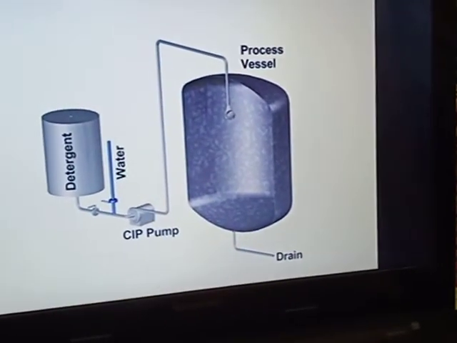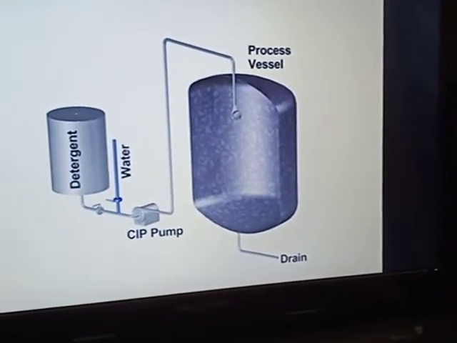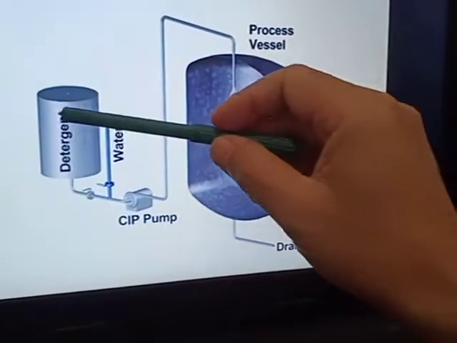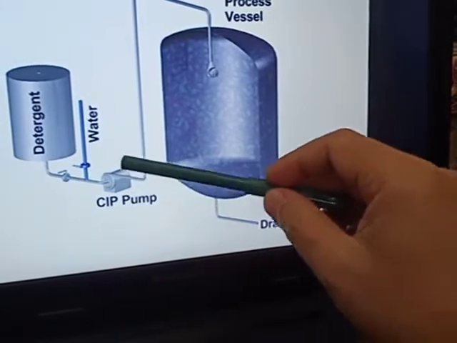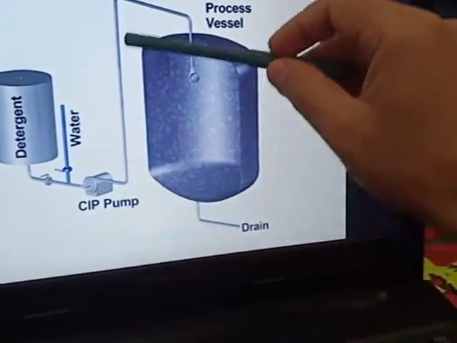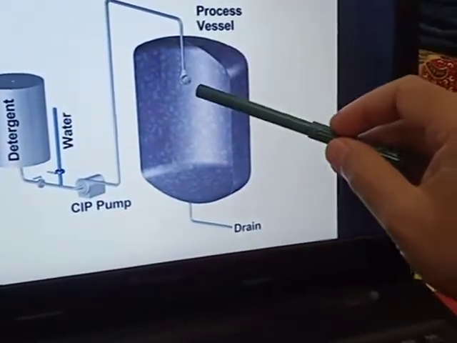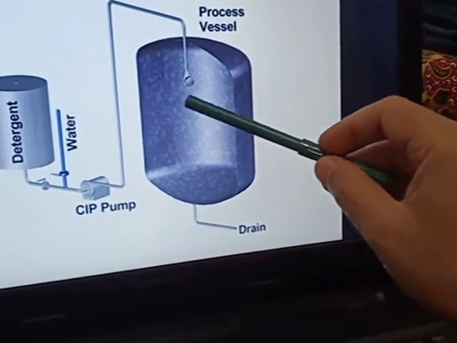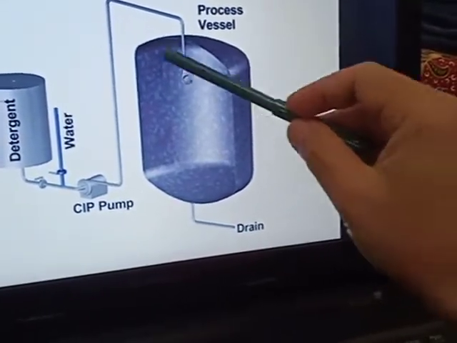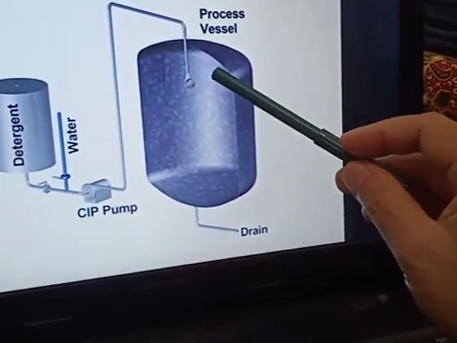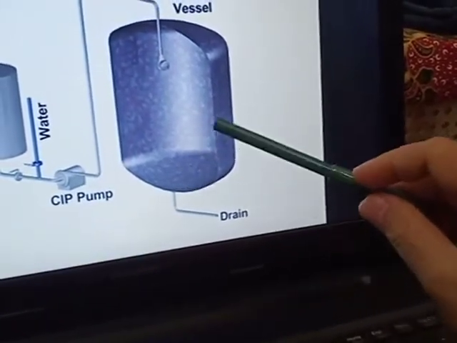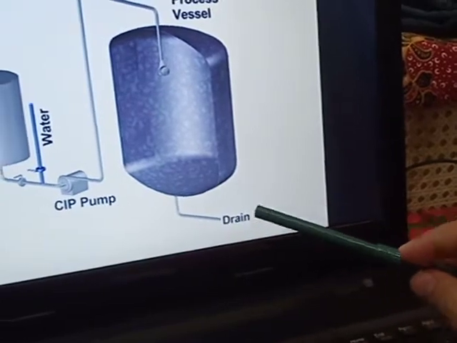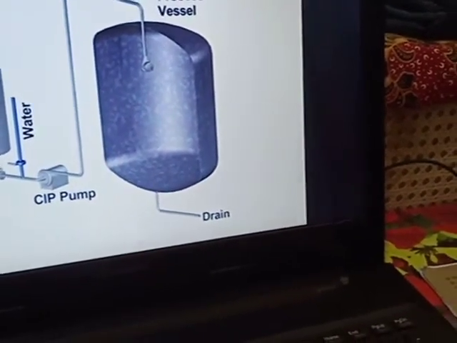This is the diagram of a single pass CIP system. You have detergent and water mixed, and then this solution is pumped by the CIP pump onto the top of the process vessel. You have a sprayer, the sprinkler, so it is sprayed onto the surface of this vessel, and then the liquid is eventually drained off from the system.